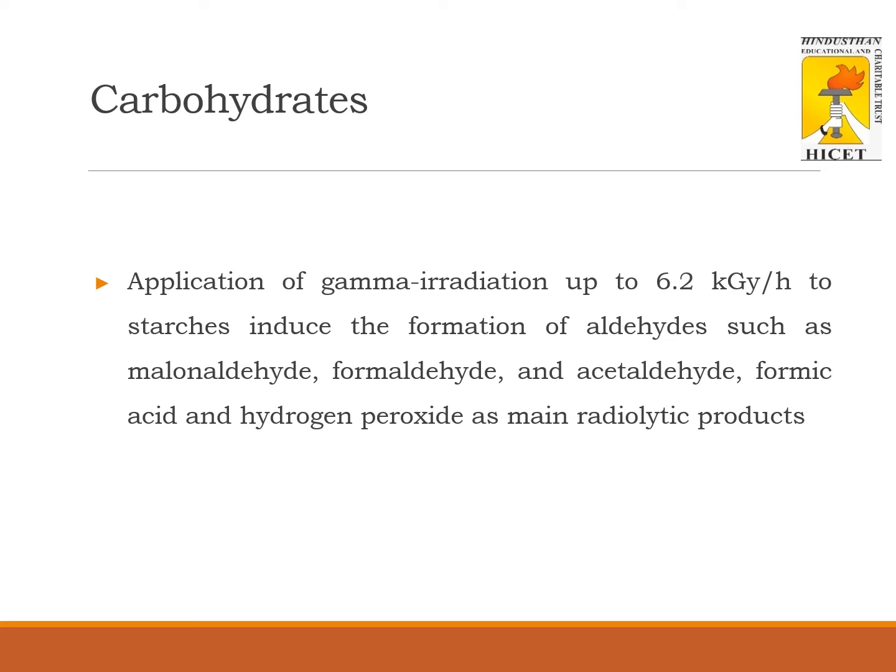When gamma irradiation is applied to foods, the carbohydrates in the foods get converted into simpler forms of monoaldehyde, formaldehyde and acetaldehyde and hydrogen peroxide, which are the main radiolytic products.